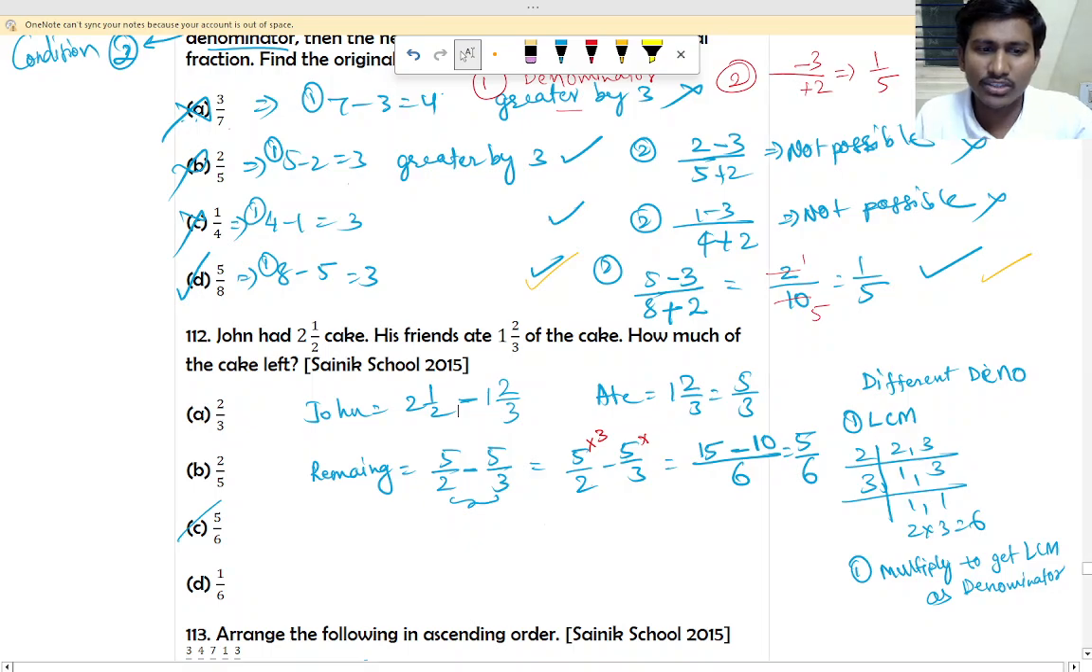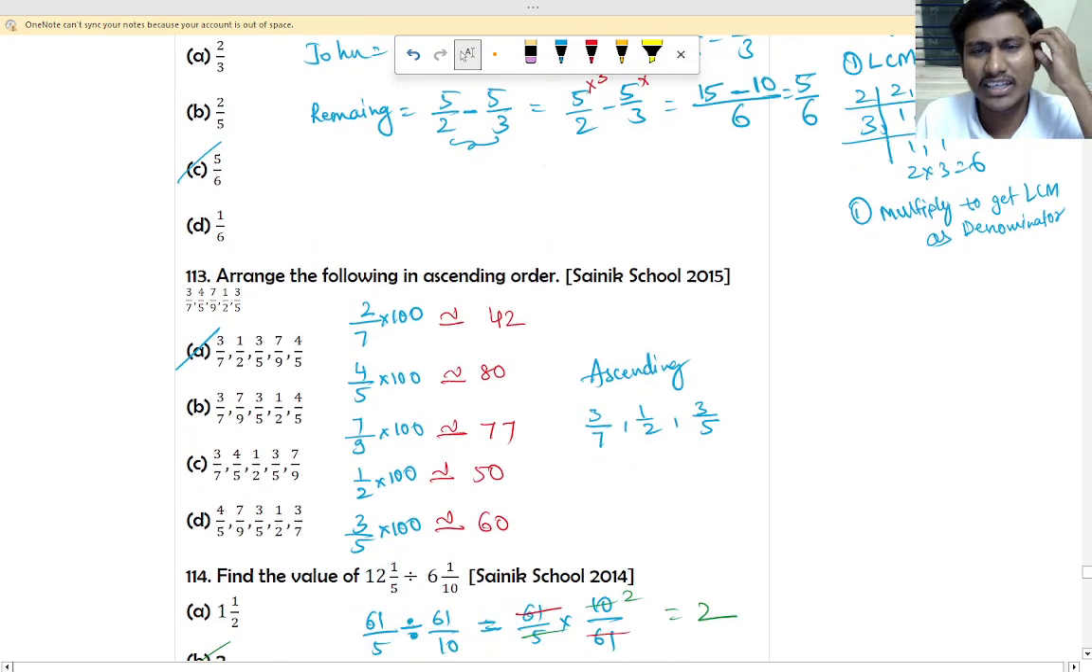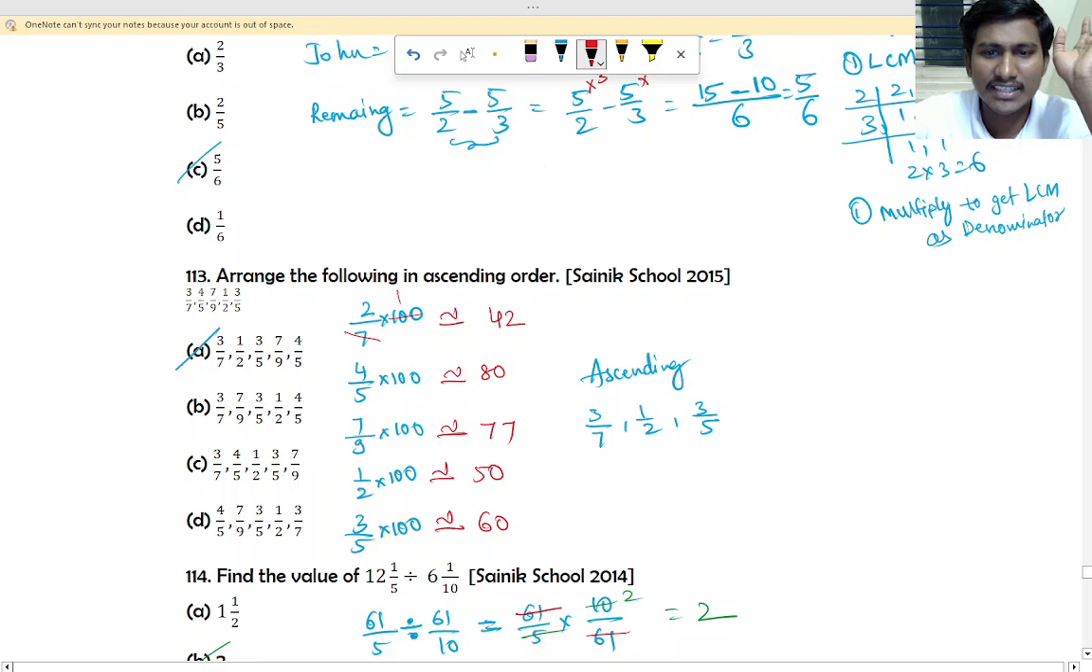So should we go to the next question? This is question 113. 113 is to arrange in ascending order. Will you be able to do ascending order? Multiply with 100 and you get a nearly equal answer. Yes. So 7 is there, right? 17 twos is 34, right? Yes. 5 twenties, so 80. 17 fives is 77. And then this is also 50. 2 fives are 10, so 50. And 5 twenties is 100.